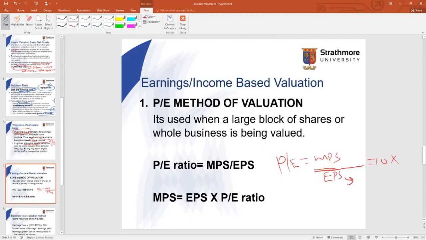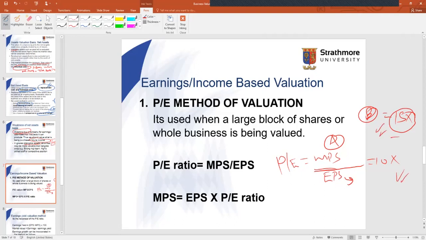Therefore, if we have company A with a PE ratio of 10 and company B with a PE ratio of 15 times, it means the market deems company B to be more valuable than company A, because it has a higher PE ratio. The market is giving it higher value. The earnings of company B are valued more by the market compared to company A.